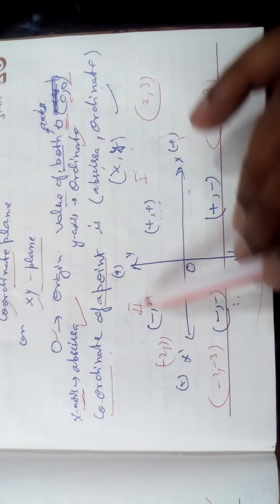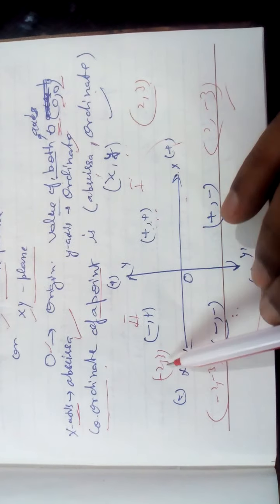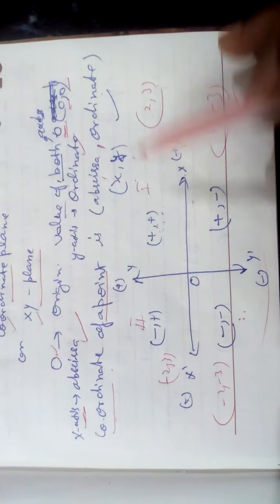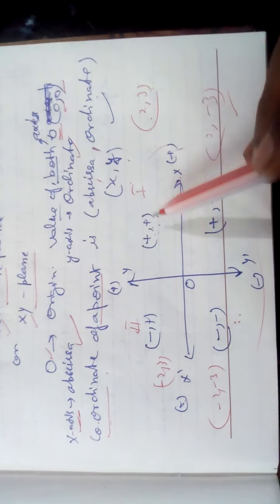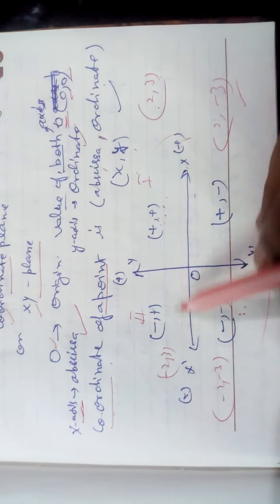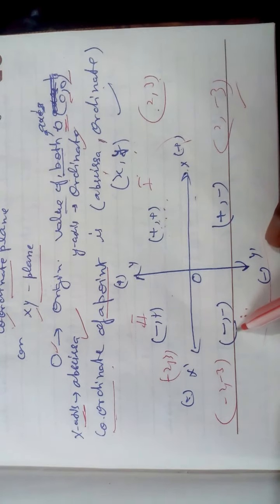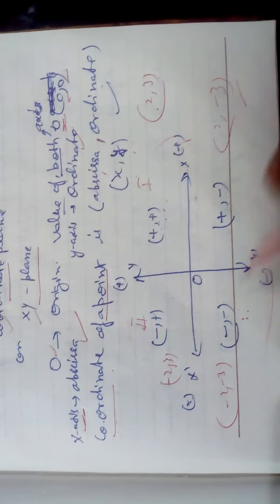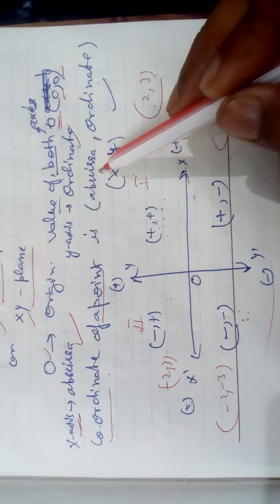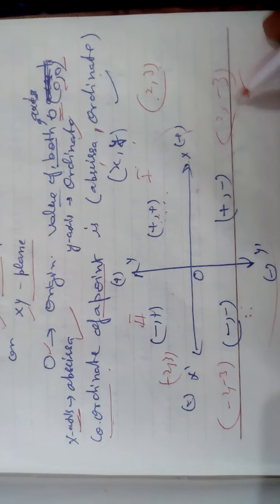So this is a very important thing. With the help of only the signs you can check in which quadrant the point will lie. If both are positive, first quadrant; second quadrant x negative, y positive; third quadrant both negative; fourth quadrant x positive, y negative. You always write the abscissa first, that's why it is plus minus.